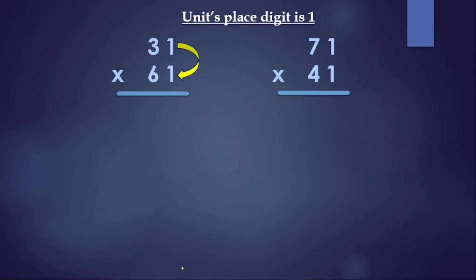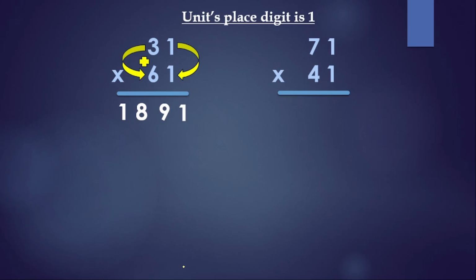Here, 31 times 61. We start with 1 times 1 as 1, 3 times 6 as 18, and if you can see, I have left a space in between. What do I write there? 3 plus 6, 9. So the answer becomes 1891.